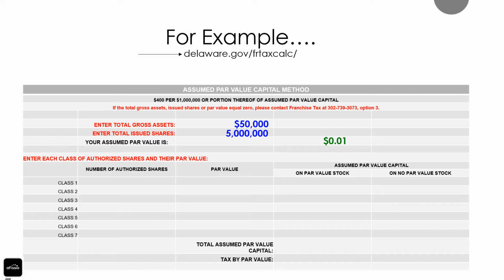Moving down the spreadsheet, you will enter the total number of shares of each class of stock together with their actual par value, the number found in your organizational document. This will determine your on par value stock.